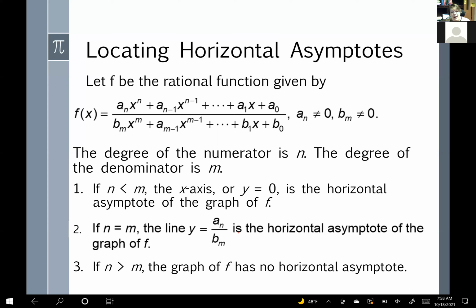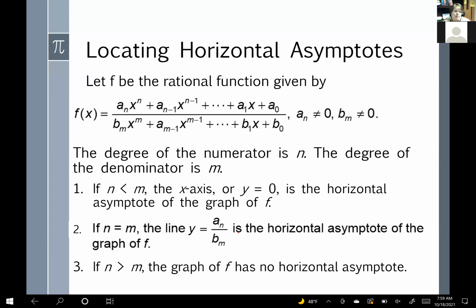And then we compare the values of these two degrees. So if the numerator degree is less than the denominator degree, so n is less than m, then the x-axis is a horizontal asymptote. So the line y equals 0 is the horizontal asymptote. And I'm going to show you in a function in just a second why this makes sense.